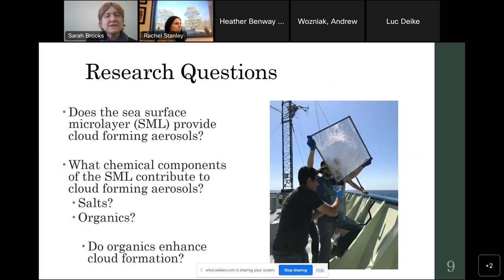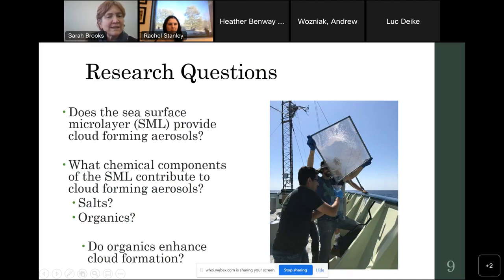Okay, and so our questions were, how does the sea surface microlayer provide aerosols, or does it provide a significant amount? To figure that out, we went, and you can see if you're sea surface microlayer folks, on this cruise, our strategy was a screen rather than a glass plate, which was probably safer, though has some caveats as well.